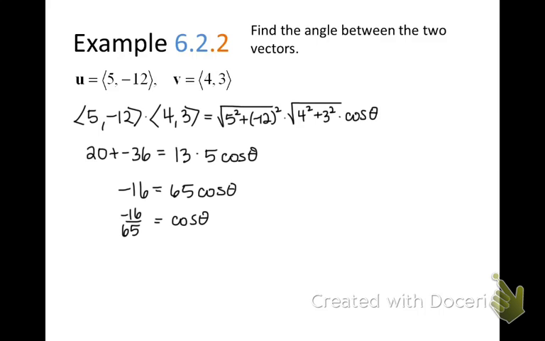And at this point, I can use my calculator. So can somebody with a calculator please tell me if you were to type in cosine inverse of negative 16 over 65, what do we get? 104.25. And there you go.